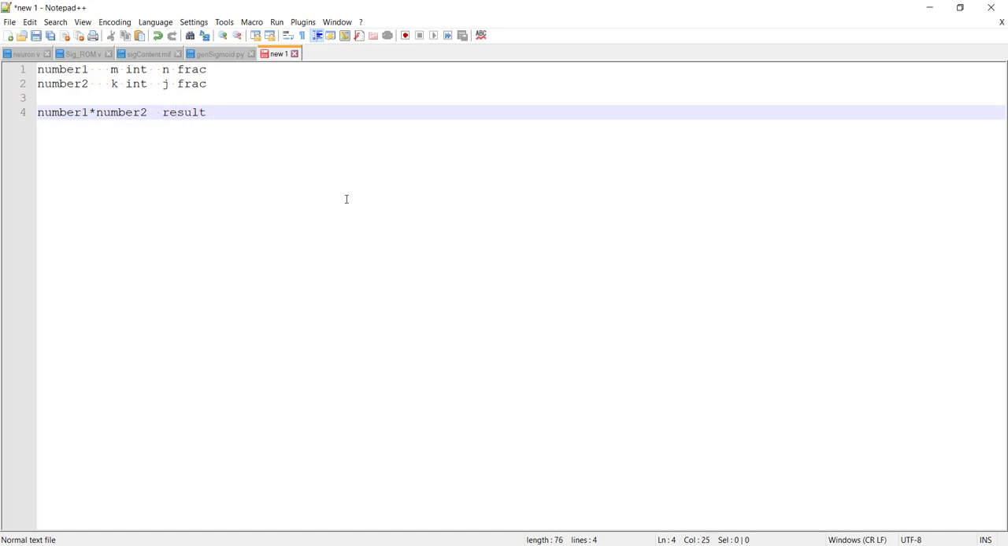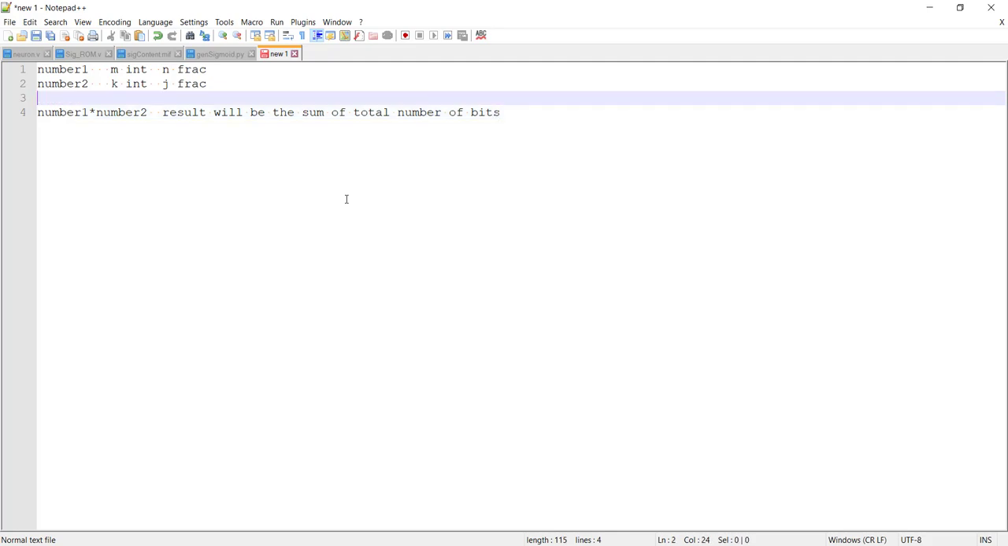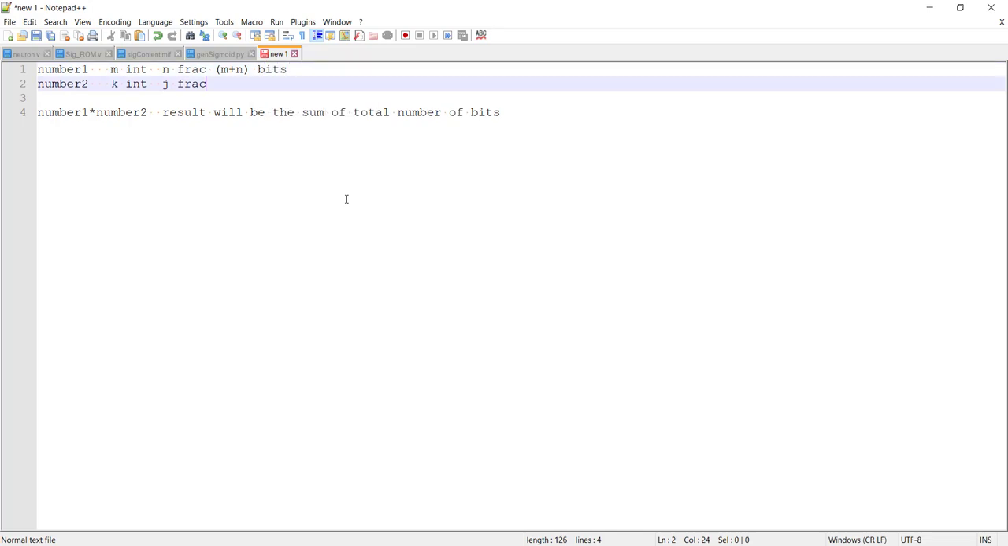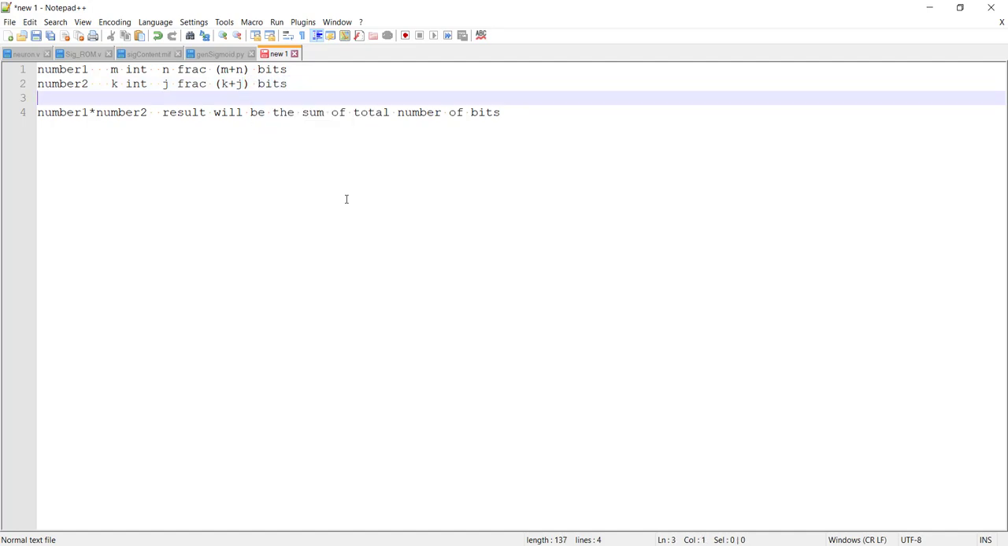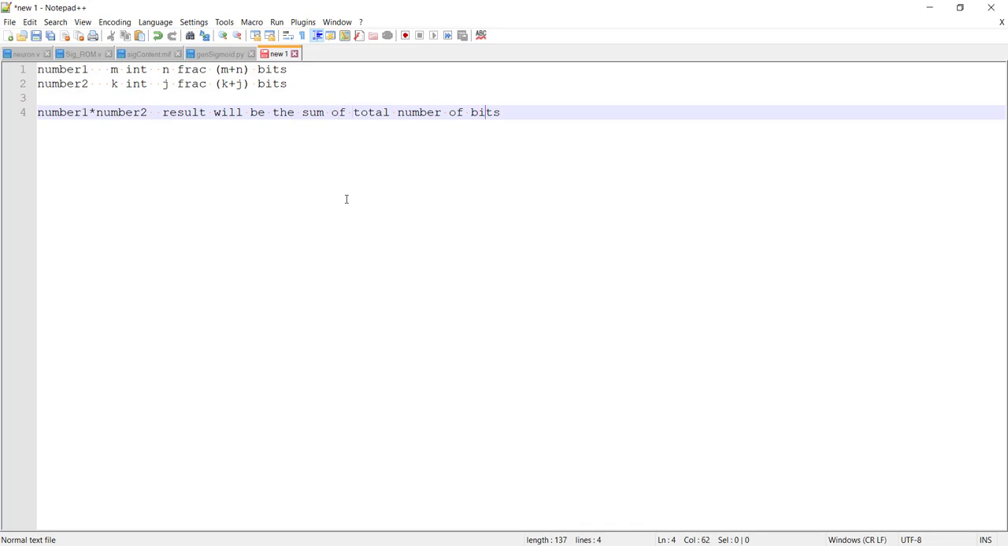for the result, there are two ways of representing. Either you can say the result will be the sum of the total number of bits. So here, totally how many bits are there? m plus n bits are there. Here, k plus j bits are there. So the total number of bits, I can say, will be m plus n plus k plus j in signed multiplication. Some places you may also see it can be m plus n plus k plus j minus 1. I will tell you why it is.